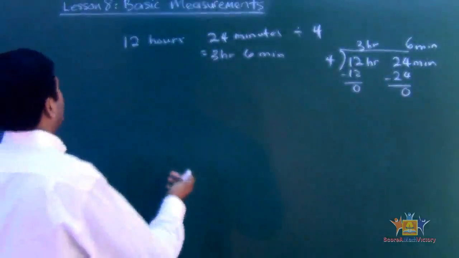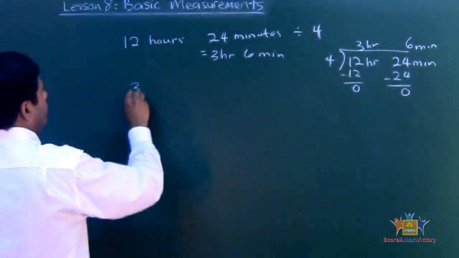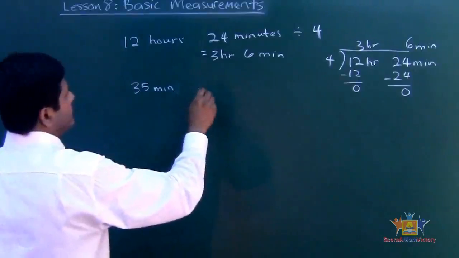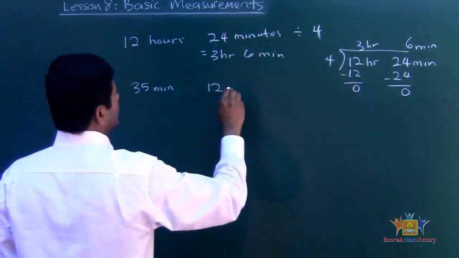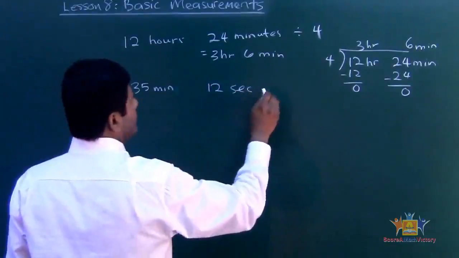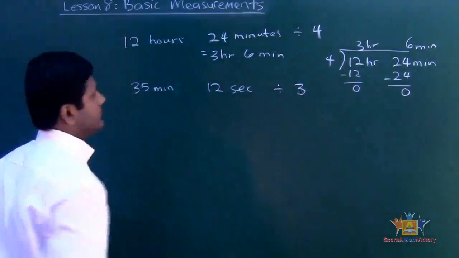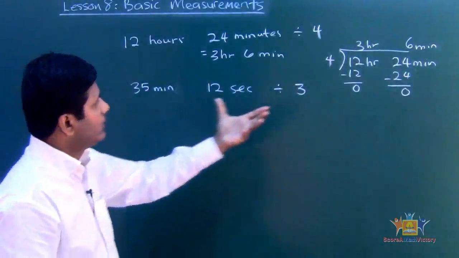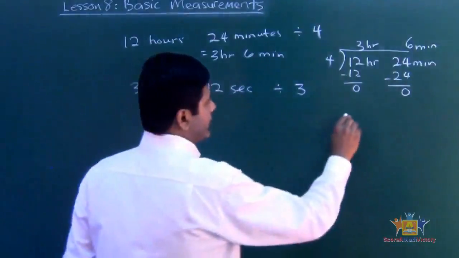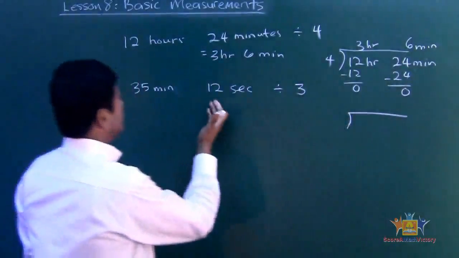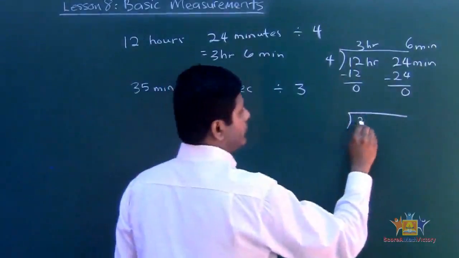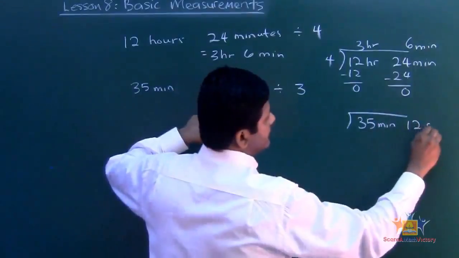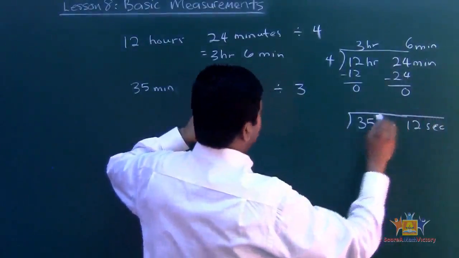Let's say, for example, I give you 35 minutes and 12 seconds, and I want you to divide that by 3. How do you do that? Again, same principle. Use the long division method, the cage approach. I'm going to put 35 minutes and 12 seconds inside the cage, and 3 is kind of out.